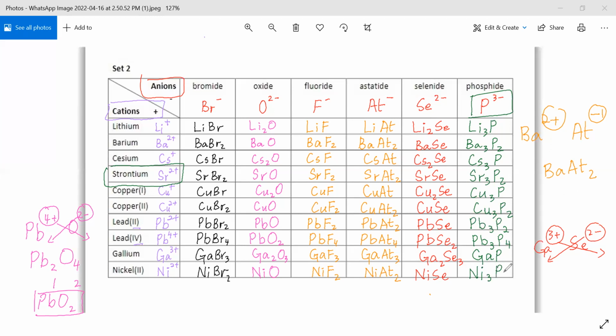Ni3P2? Perfect. Nickel phosphide. Wow, we have successfully done the discussion of this worksheet, and I hope that you guys are now quite confident in writing your formulas.